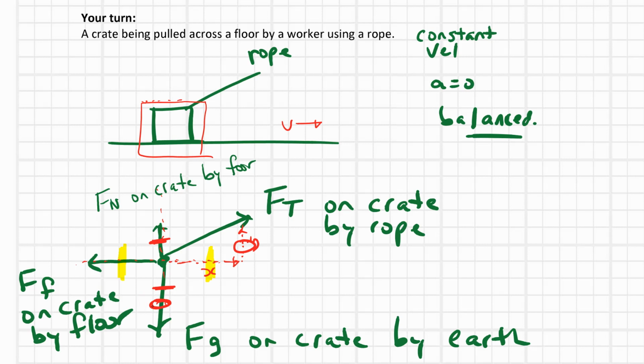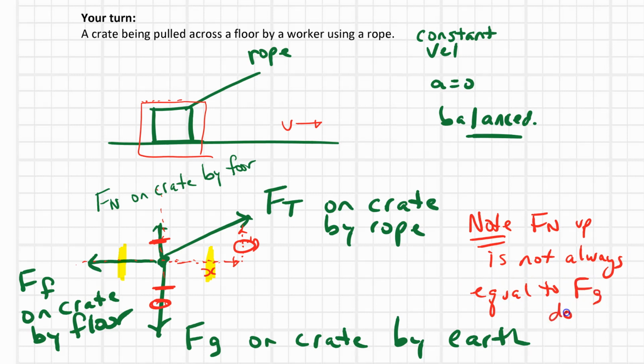So note here, the normal force up is not always equal to Fg down. This is an example of it. If I'm pulling up on the rope, then the floor doesn't have to push up as much to balance out the force of gravity. So this force and this force cancel each other out, and then those three vertical forces cancel each other out. Okay, I hope that was helpful to you, and as always, I will see you in class.